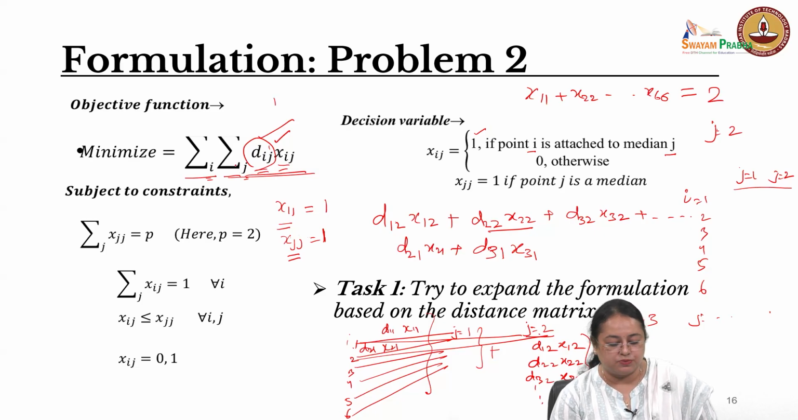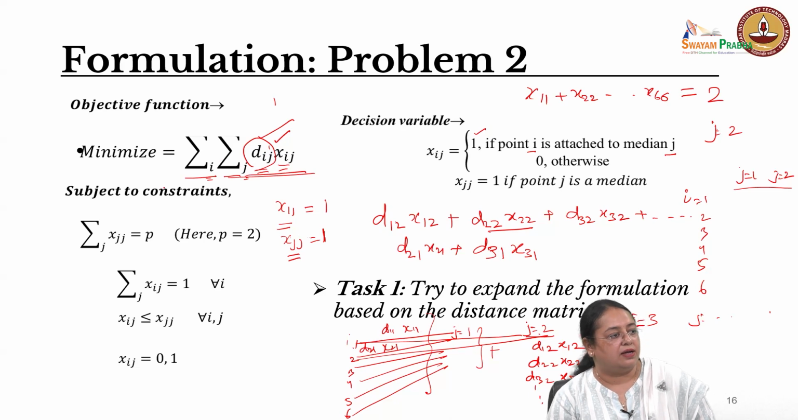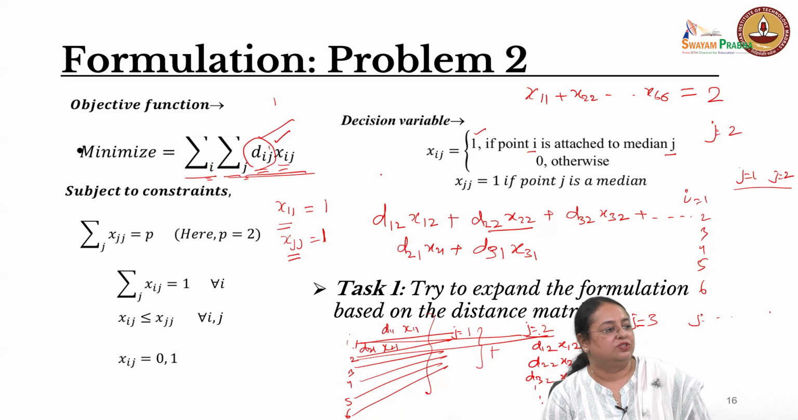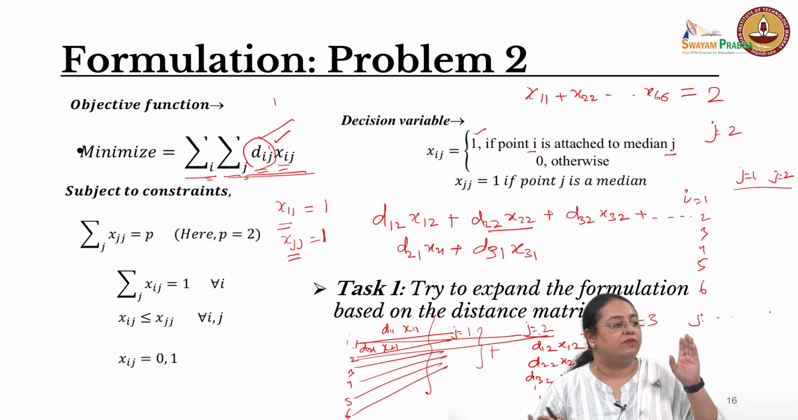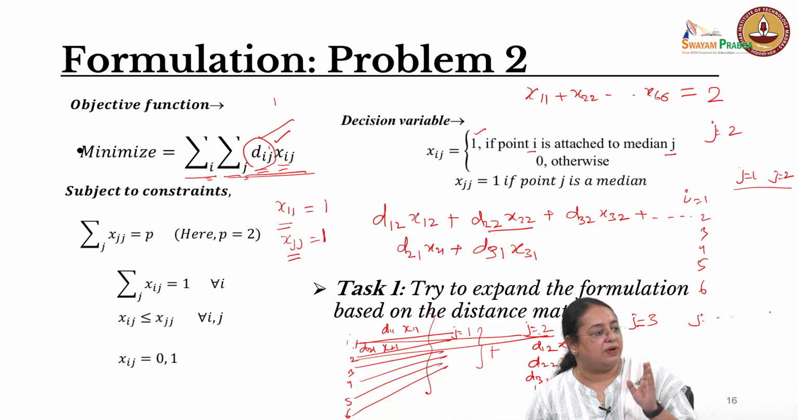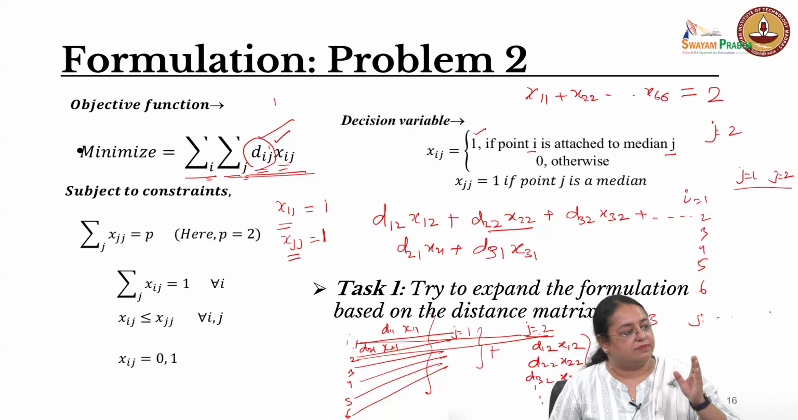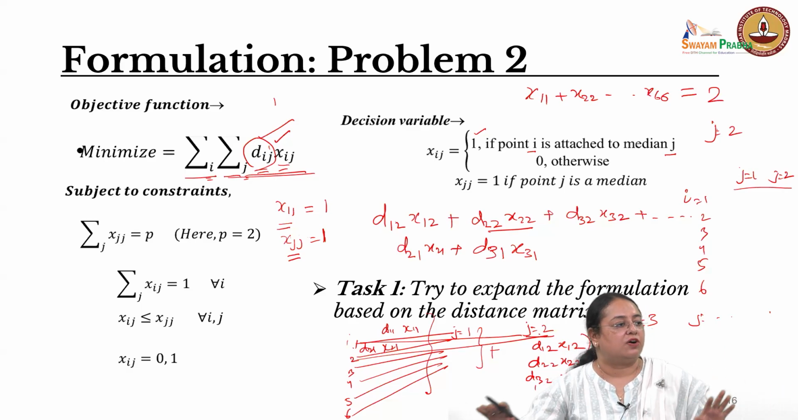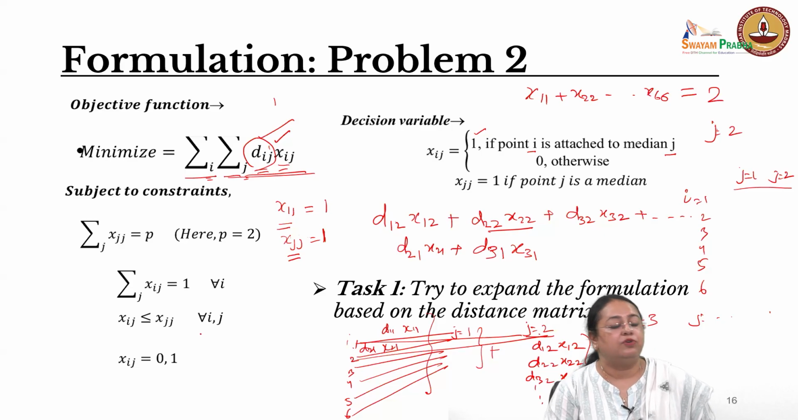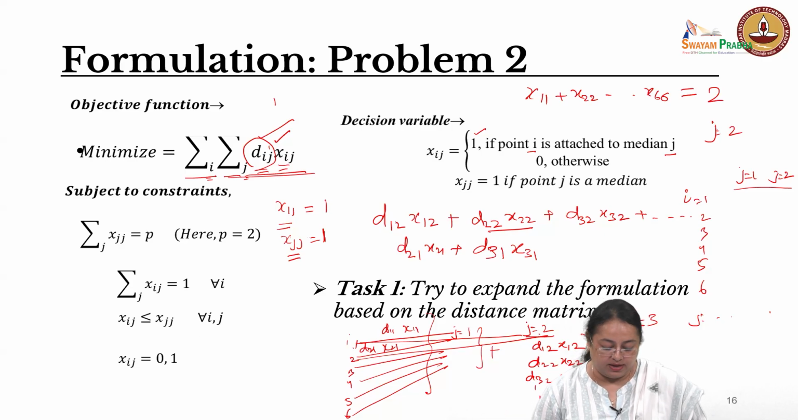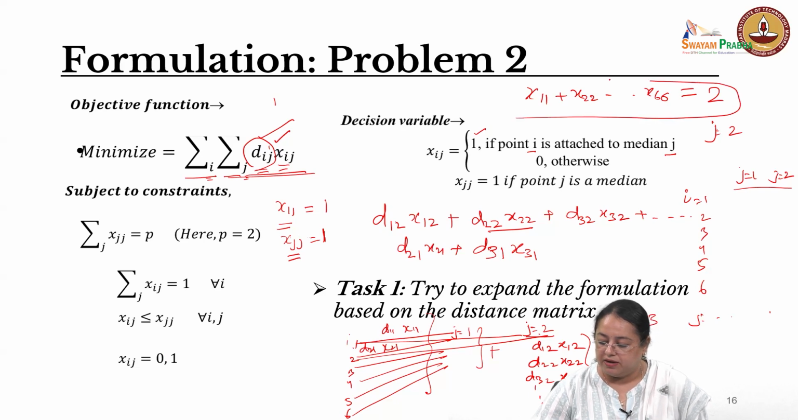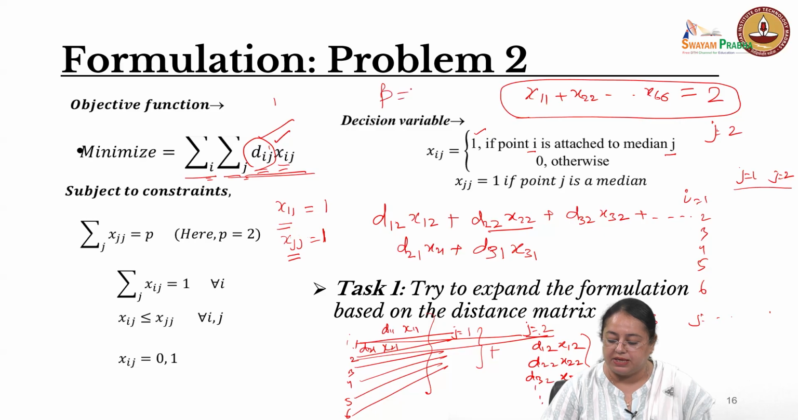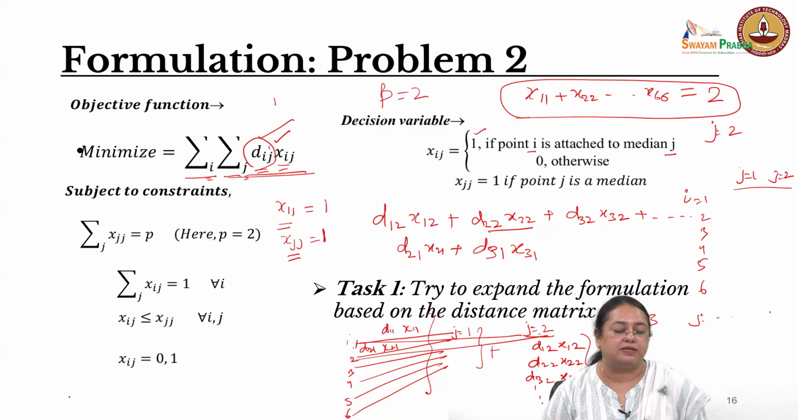Okay. If J is 1, let's change I. Likewise, it will enumerate all possibilities of D11, X11 plus D12, X12, D21, X21. It will exhaust all the possibilities and it would minimize the distance. Right. But there should be some constraints. What are the constraints? Whenever we are finding median, we are saying this is a P median and our P is set as 2 facilities.